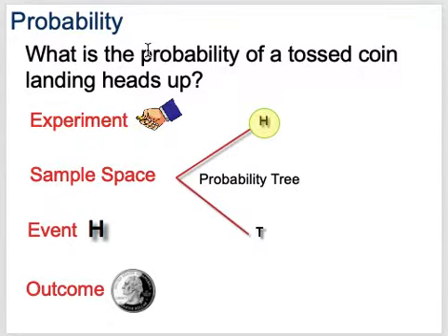We're going to do an experiment here where we want to know what is the probability of a tossed coin landing heads up. Well, the experiment is tossing your coin. The sample space is it can be heads or tails. The event we're interested in is heads, and if we flip it and we get an outcome of heads, then that's your outcome. And then you would have a probability of, in this case, this just one toss, 1/2.